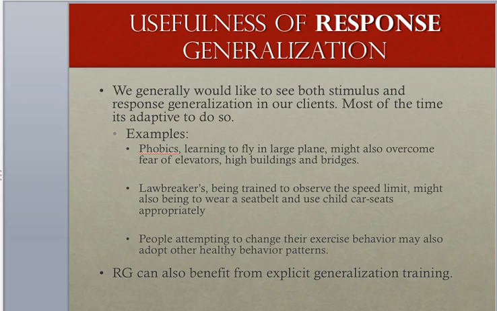It's been shown that people who break the law and are being trained to observe the speed limit, so people who speed and get caught, are also more likely to, after they've gone through training and after they've started obeying the speed limit laws, wear their seatbelt than they were prior to the interventions, and to use their child car seats appropriately. So what they learned was how to obey the speed limit, but that's a safety issue, and other safety behaviors kicked in.